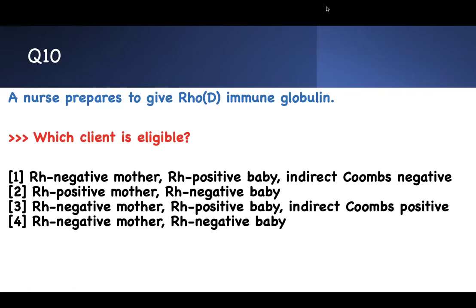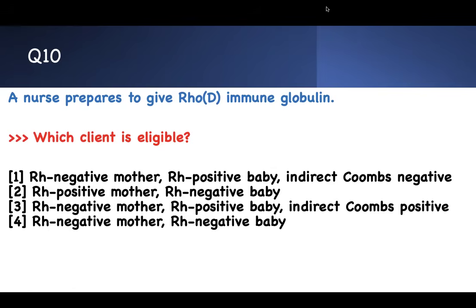Indirect Coombs positivity means you've been exposed. If indirect Coombs is negative, that means you're not exposed. So that's a good candidate. You don't give it to an Rh positive mother with an Rh negative baby. That's no problem. You don't give it to an Rh negative mother with an Rh negative baby because there's no sensitization of the mother. So the right answer is an Rh negative mother giving birth to an Rh positive baby.